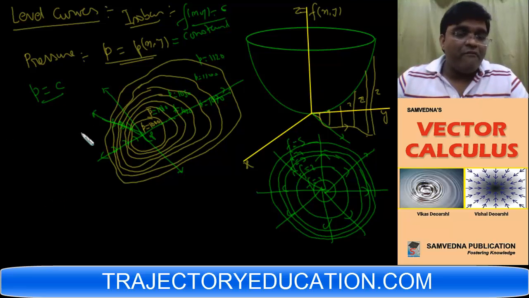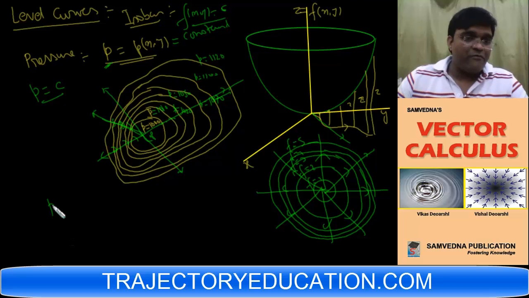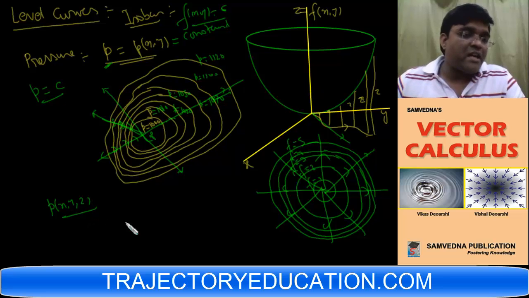Now comes the function of three variables. What happens when you want to study the directional derivative in the case of a function of three variables? Even pressure can be a function of three variables. Suppose it's not only a function of the location of a place, but also a function of z, the height. So pressure can be assumed to be a function of x, y and z. It doesn't depend only on the position of the point on the ground, but also on the height. If you go higher and higher, the pressure decreases.